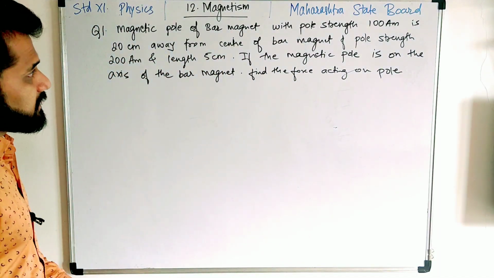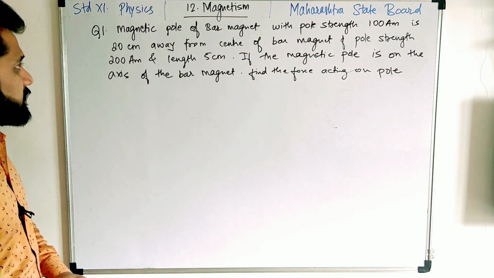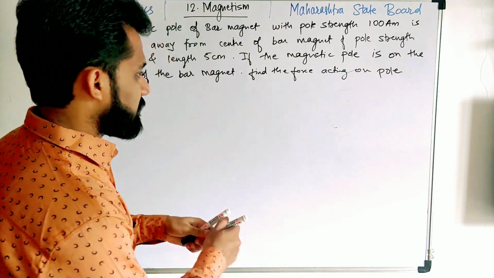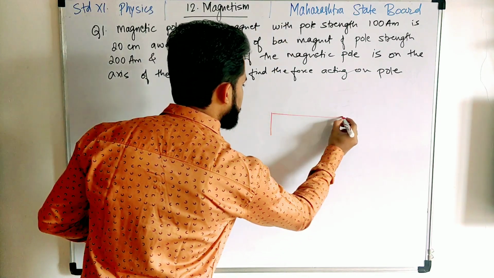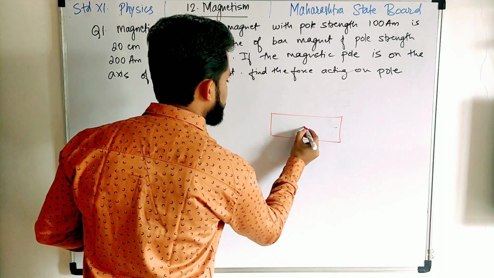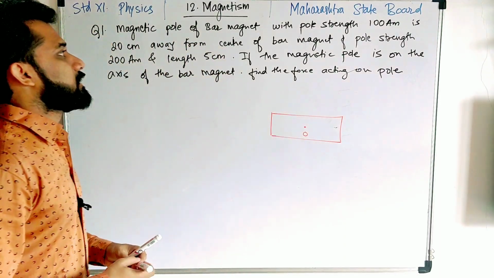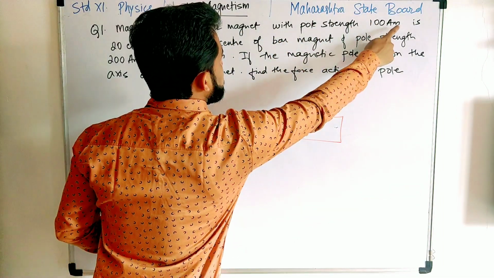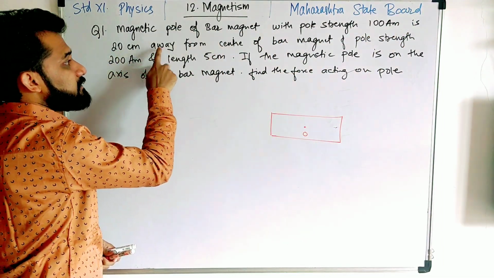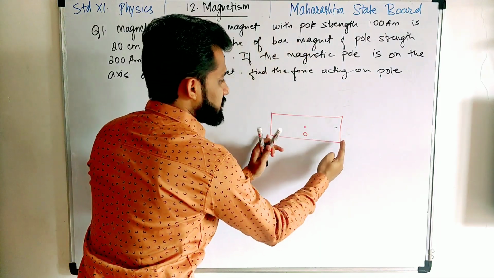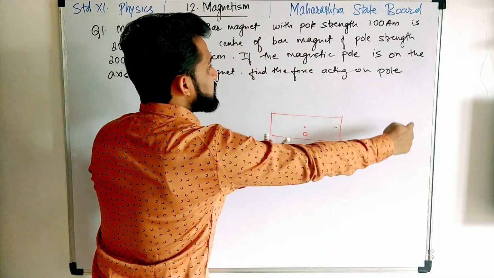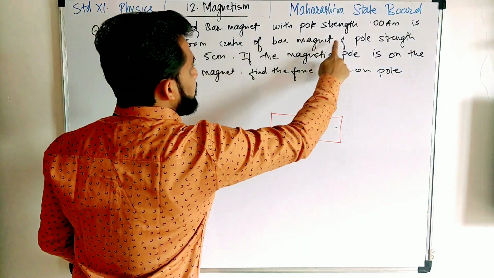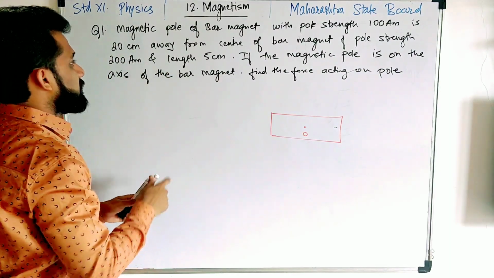A magnetic pole with pole strength 100 ampere meter is 20 centimeters away from the center of a bar magnet. So there is a bar magnet, and this is its center. Now this is a bar magnet, and 20 centimeters away there is a pole. The bar magnet has its own pole strength.